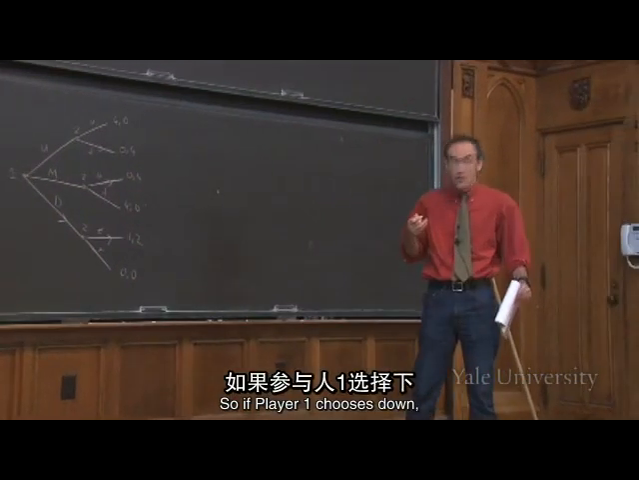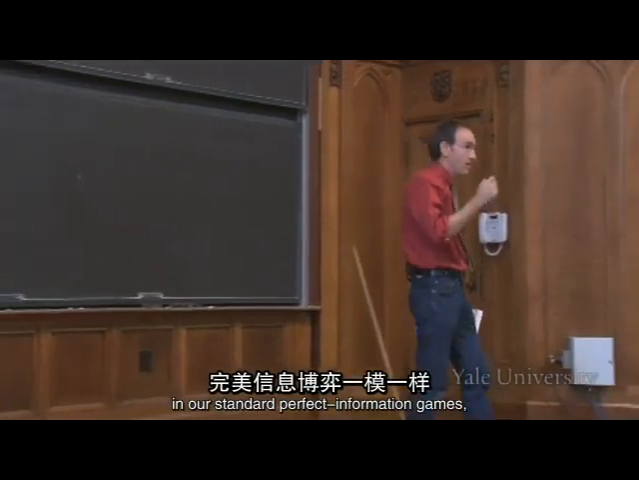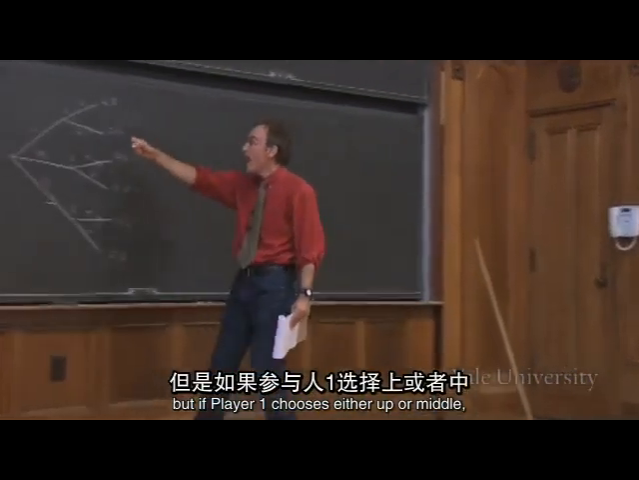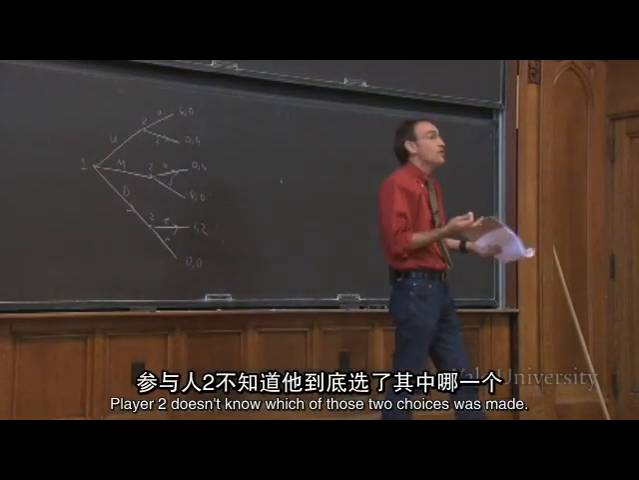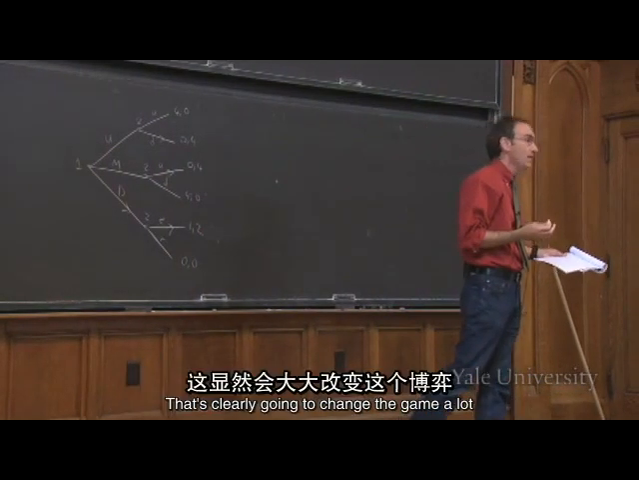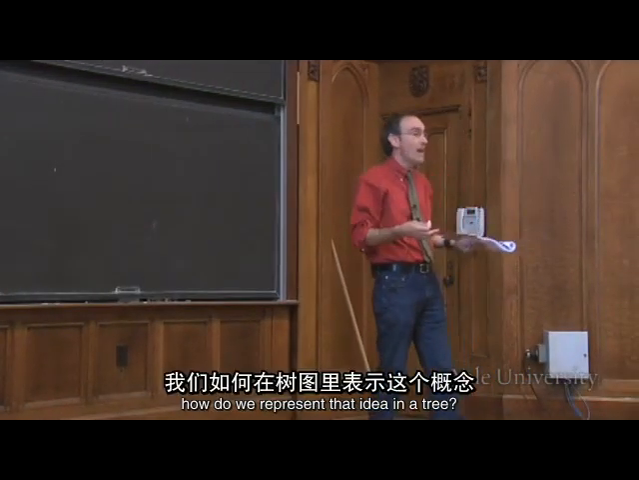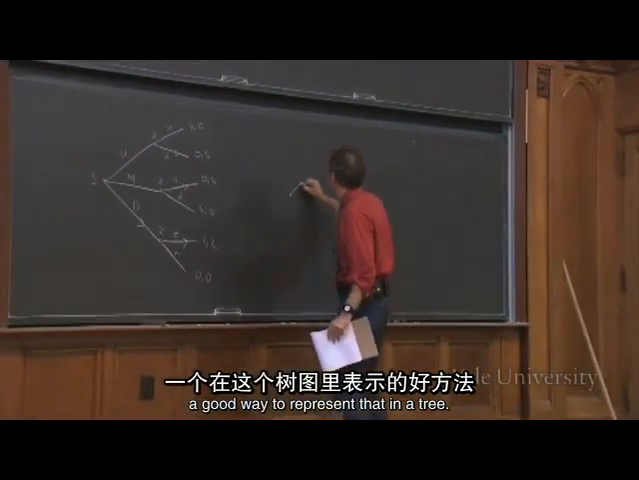So if player 1 chooses down, player 2 will observe that, just as we've done before in our standard perfect information games. But if player 1 chooses either up or middle, I want to capture the idea that player 2 doesn't know which of those 2 choices was made. That's clearly going to change the game a lot, and the first question is, how do we represent that idea in a tree? So let me try and show a good way to represent that in a tree.